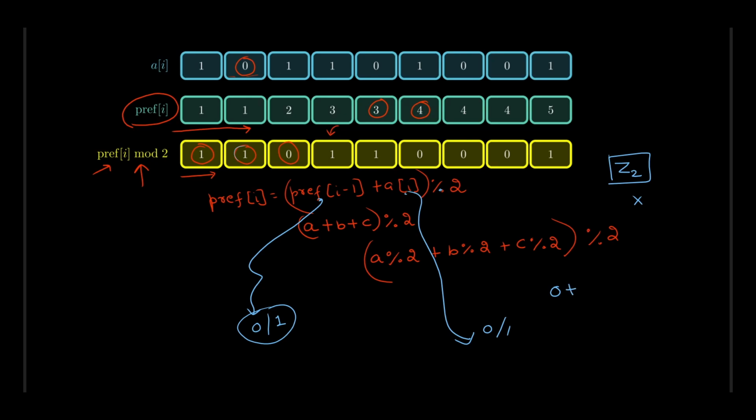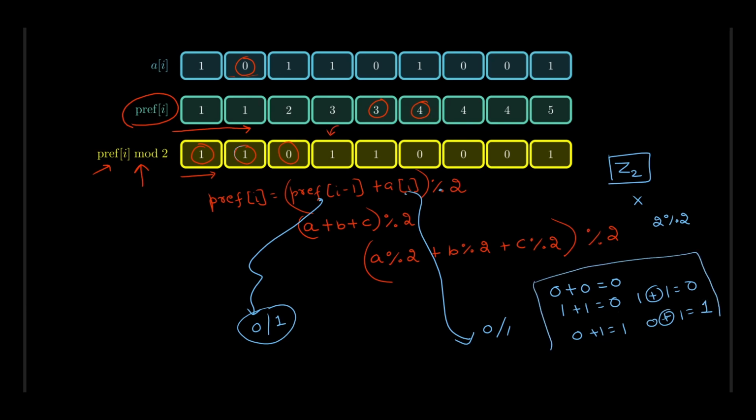Because if you think about it, 0 plus 0 is 0, but 0 XOR 0 is also equal to 0. 1 plus 1 is 0. Why? Because 1 plus 1 is 2, and then 2 modulo 2 is 0. So 1 plus 1 is 0, but 1 XOR 1 is also 0. 0 plus 1 is 1, but 0 XOR 1 is also equal to 1. So in fact, XOR is nothing but binary addition in modulo 2.